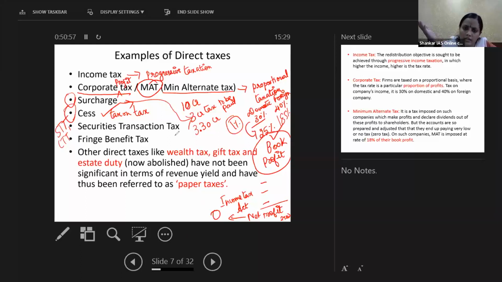Securities transaction tax will be upon the value. You may be earning a profit, you may be earning losses, but upon the value you will have to pay 0.1%. It's a very meager amount, but you will have to pay it.